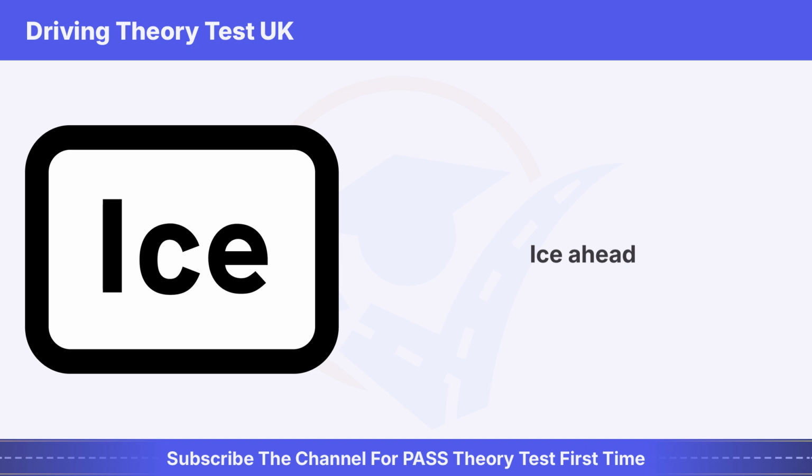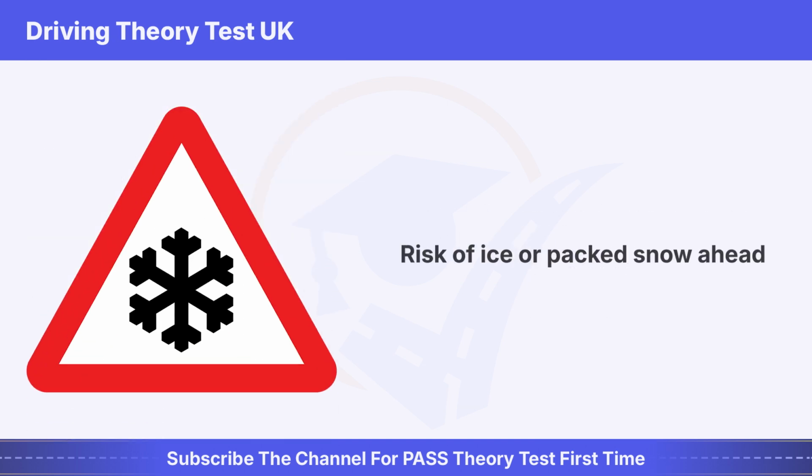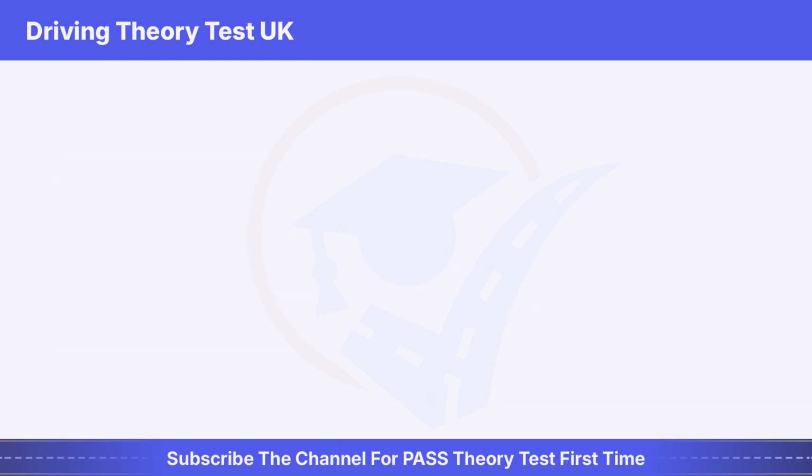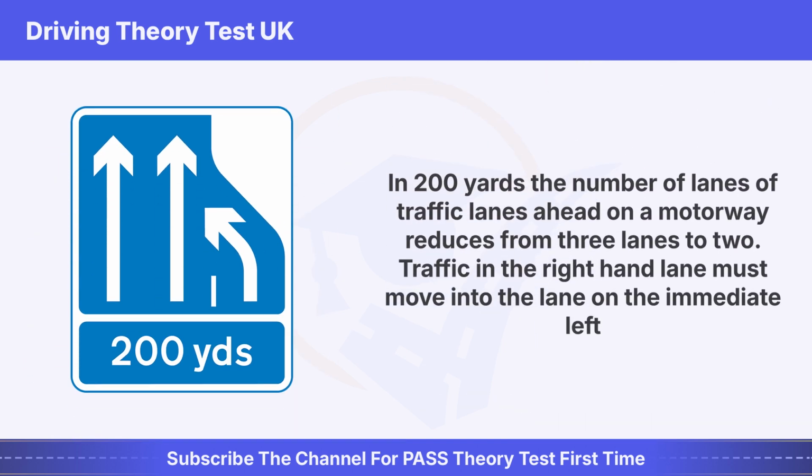Ice ahead. Risk of ice or packed snow ahead. In 200 yards, the number of traffic lanes ahead on a motorway reduces from 3 lanes to 2. Traffic in the right-hand lane must move into the lane on the immediate left.